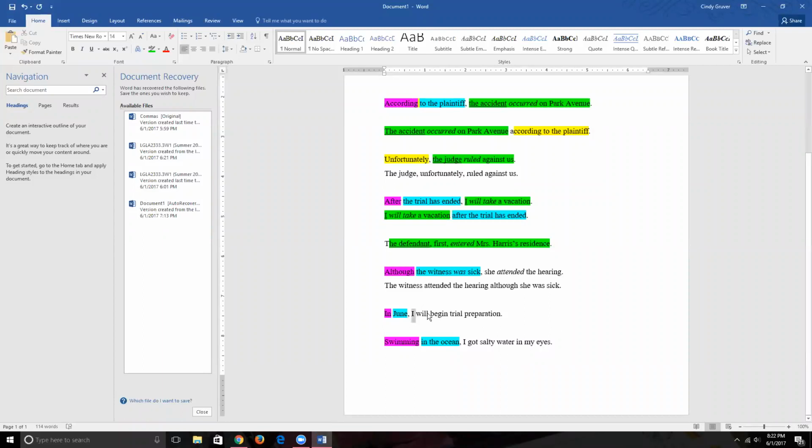Let's make sure that this is, in fact, an independent clause. So I is our subject. Will begin is our verb. Sorry, got that wrong.